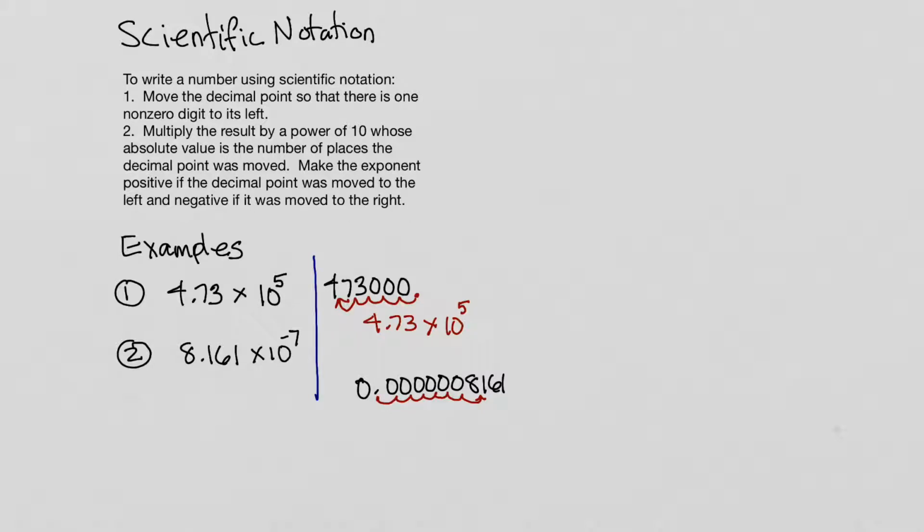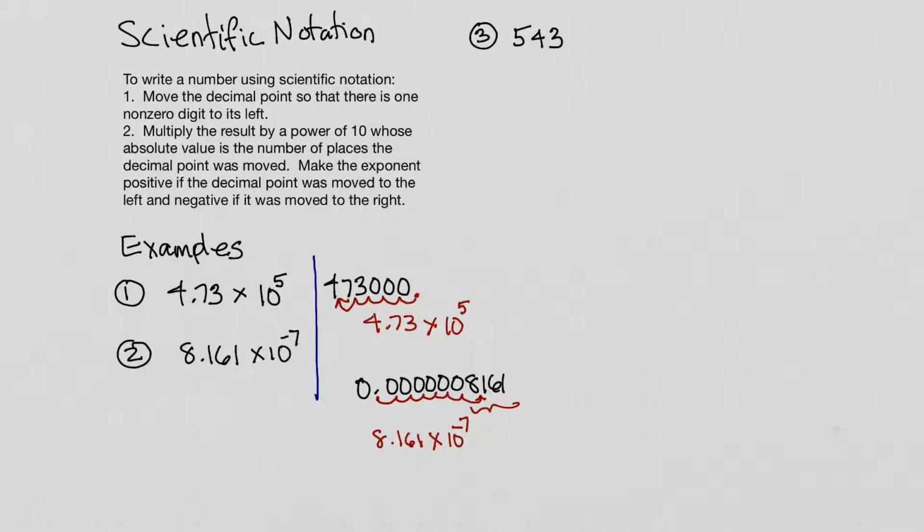So now we're going to have this number, right? We're going to have what's left here, the 8.161, and now multiply it by a power of 10. Now the number of places we moved it was 7, and we're moving it to the right, so we indicate that with a negative 7.